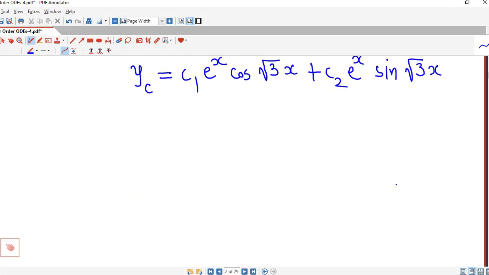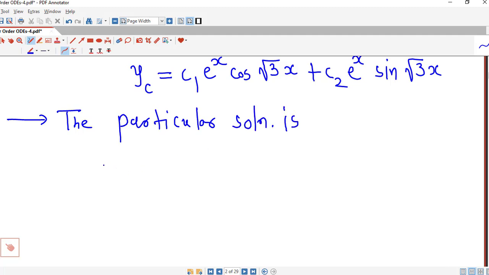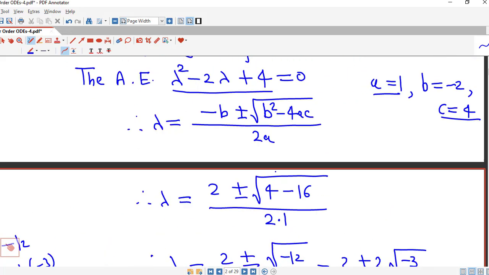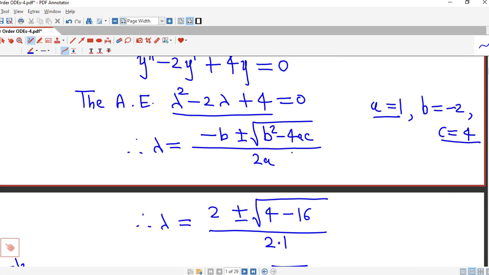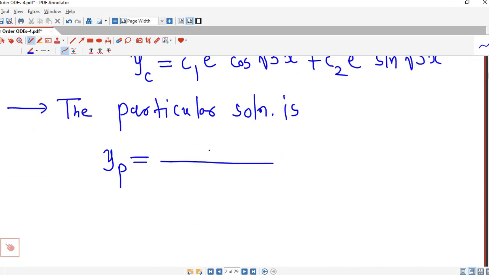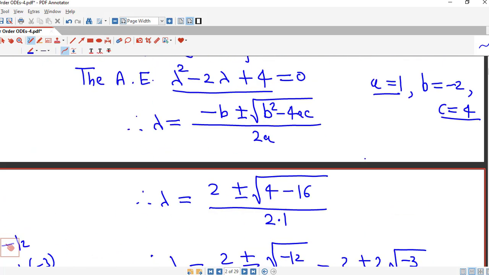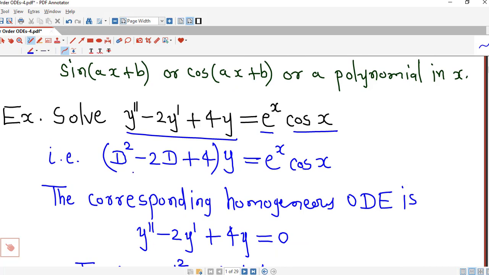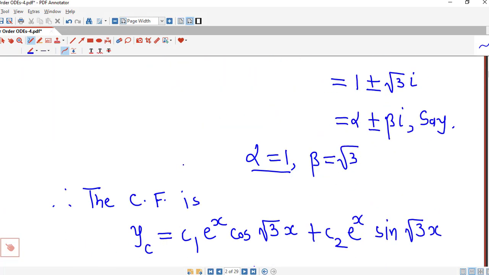Now we go for the particular integral or particular solution. The particular solution is y suffix p equal to 1 over f of D. Here f of D is D square minus 2D plus 4. 1 divided by D square minus 2D plus 4, and the right hand side is e raised to x times cos x. Let me check again. Okay, it is fine, and here we have D square minus 2D plus 4.